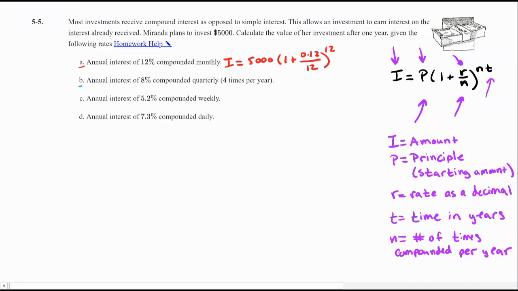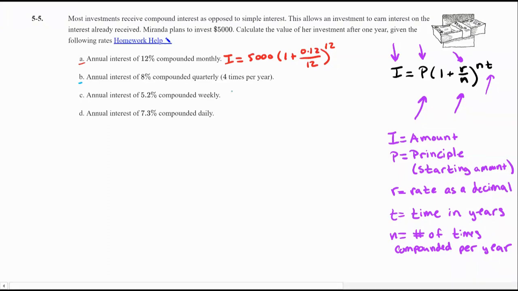Second one, annual interest of 8% compounded quarterly. So I equals 5,000 because that's my principal. 1 plus 0.08 over 4 to the power of 4 times 1 because it's 1 year. Again, that's just given to us in the equation.